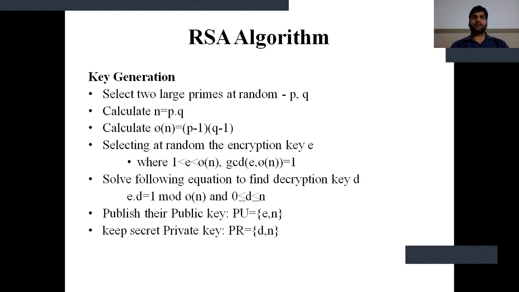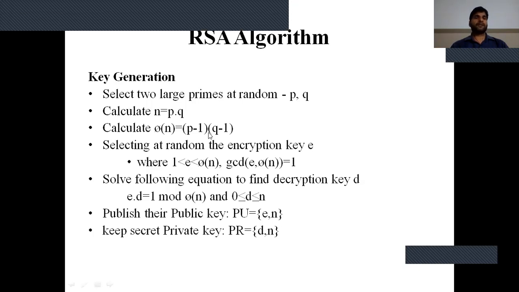Next we calculate the value of the quotient function phi n. Phi n is calculated by multiplying p minus 1 into q minus 1. Then we calculate the value of phi n by the relation phi n equal to p minus 1 into q minus 1.